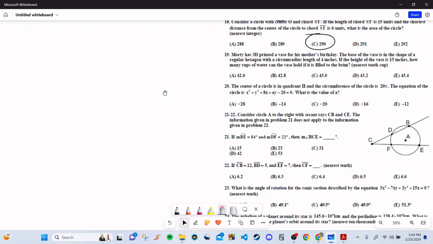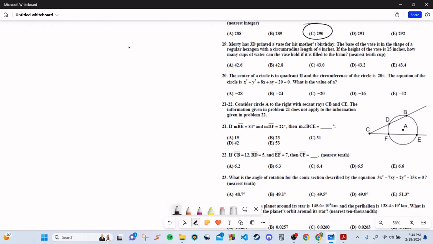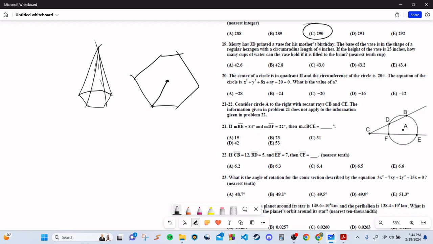Then 19. Okay, so Morty has a 3D printed vase for his mother's birthday, and the base of this vase is a hexagon with a circumradius of 4 inches. If I change my view, so I'm looking down at the base, the circumradius is going to be this length here, because the inradius would be the apothem. Circumradius is from the center of the circle to one of the vertices. Oh, not 6. It's 4. Okay. So if the height is 15, how many cups of water can be filled?